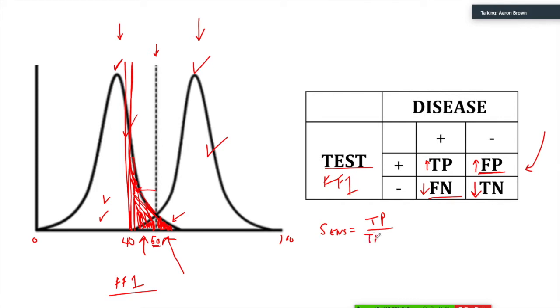Good. Okay. So plus false negative. If we dropped the cutoff for this test, we went from 50 to 40, what happens to our sensitivity? Does it go up or go down? Sure. So we said we dropped our cutoff from 50 to 40 for this particular marker. So what is going to happen to our sensitivity after we do that? When we try and use this test, what happens?